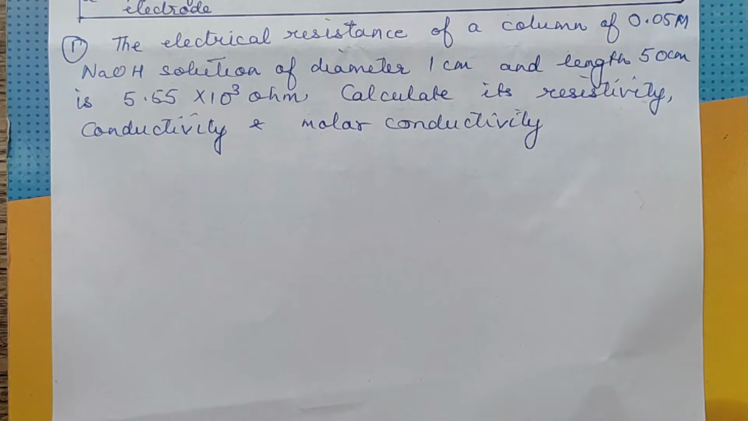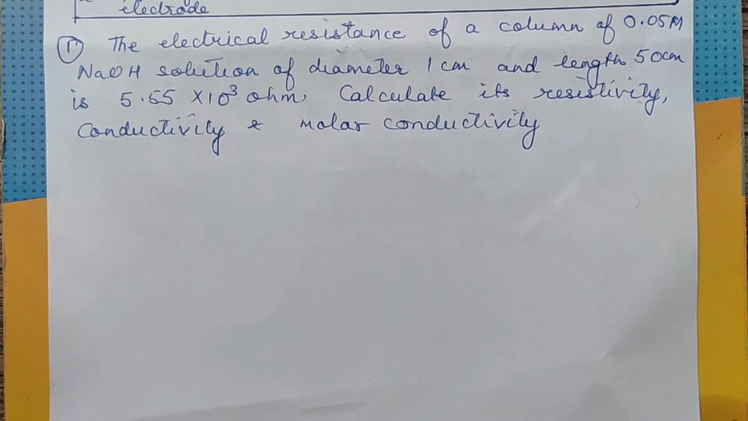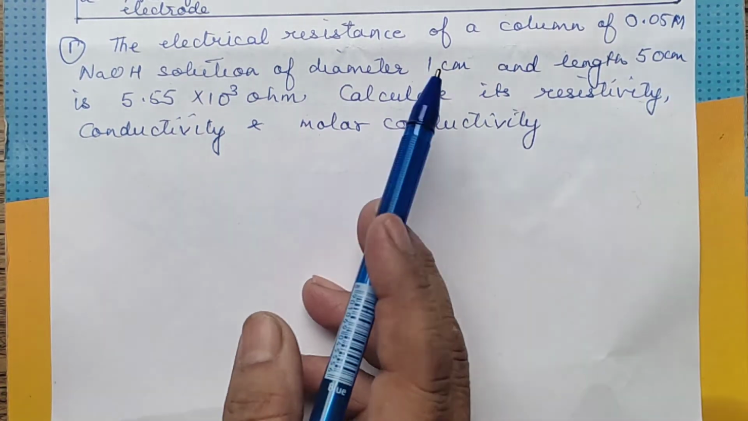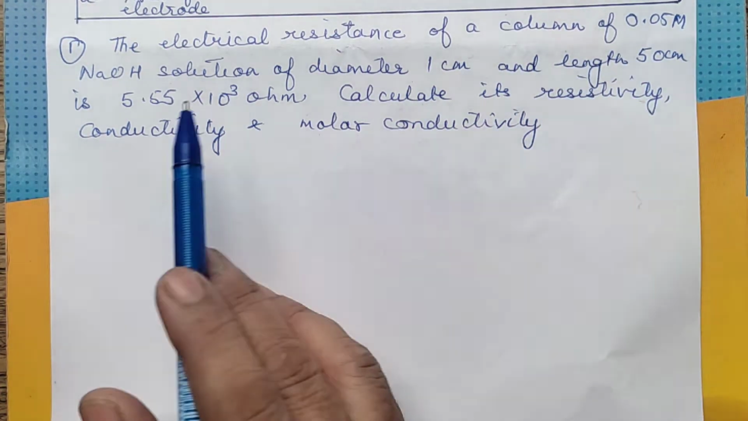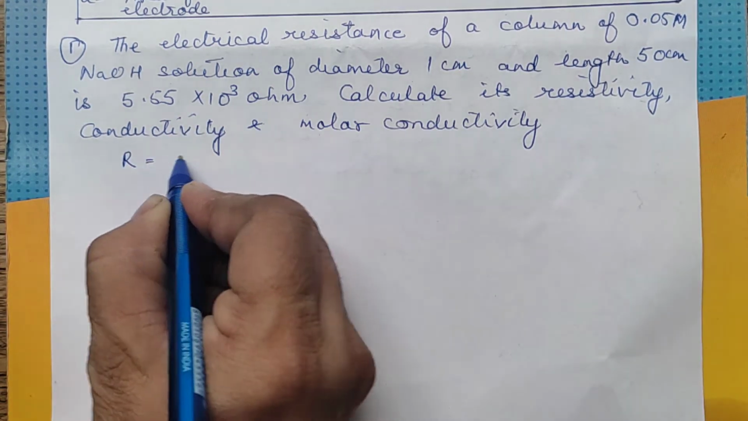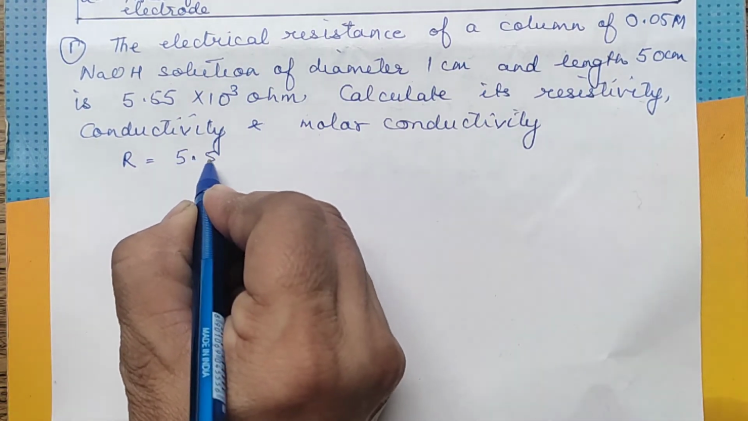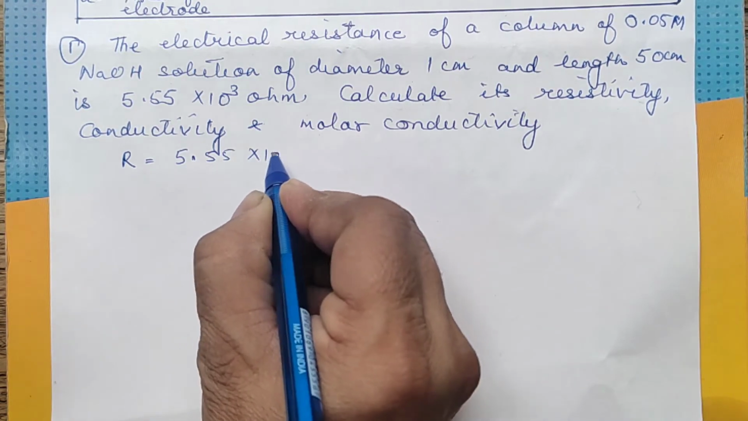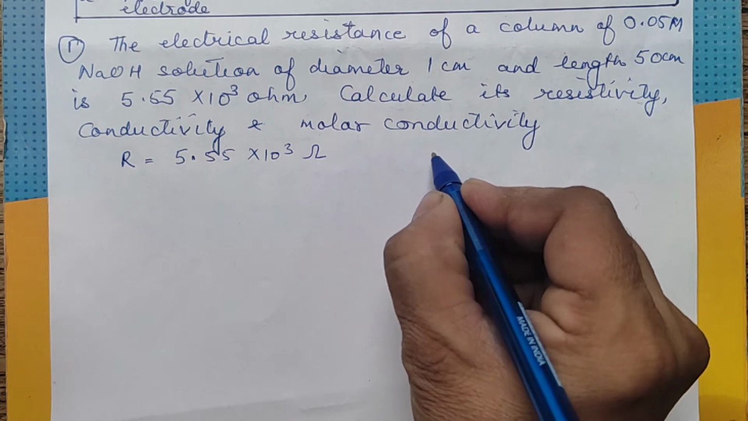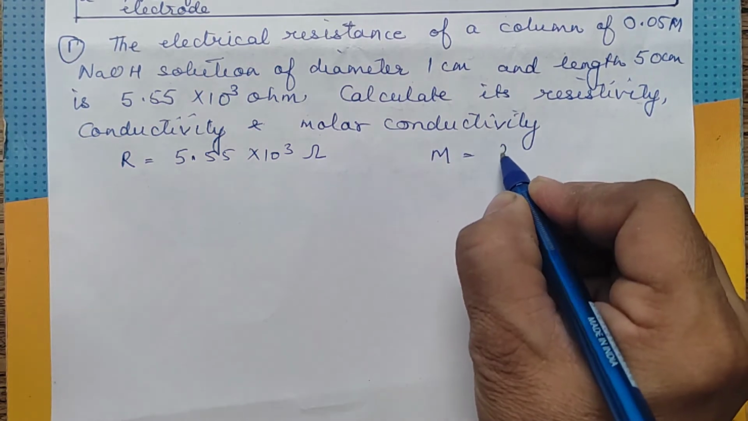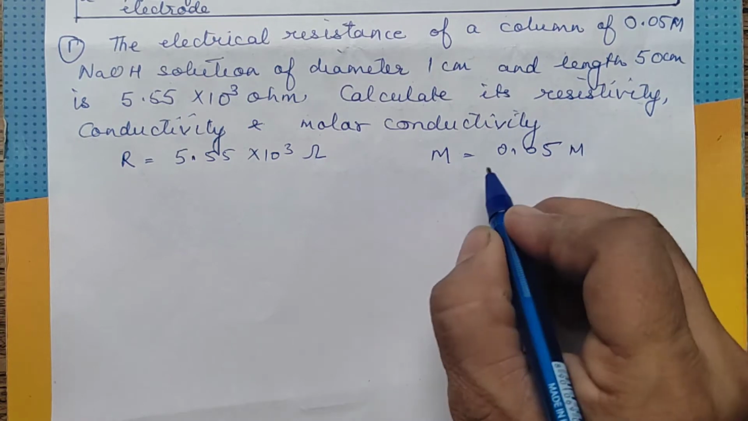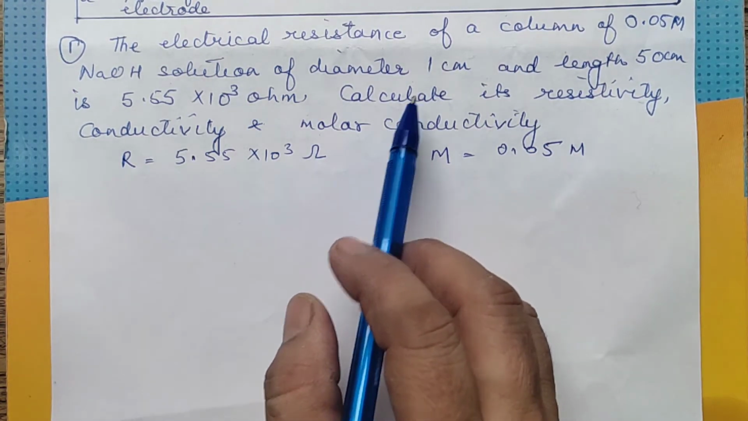Now first, read the question properly and write down the data which is given in the question. It says the resistance of this much molar solution is here. So resistance is given. Note down resistance. Resistance is 5.55 into 10 to the power 3 ohms. That's given. Concentration is given. That is, molarity is known to us. That is 0.05, this much molar. Then you are given the diameter.